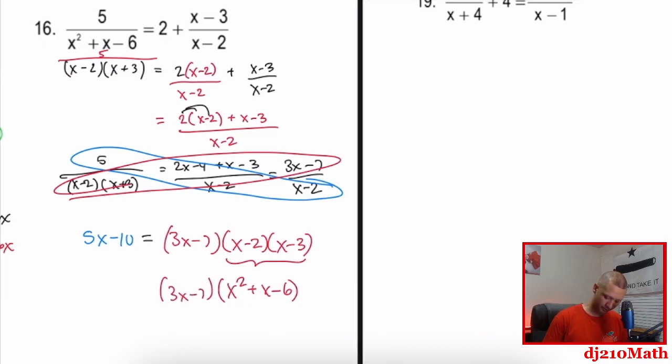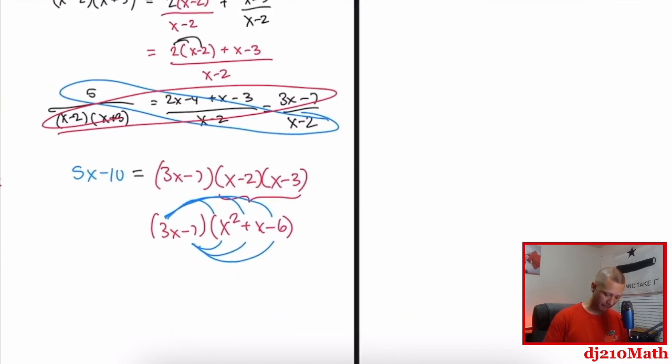3x minus 7. So I'm going to distribute every term in the first to every term in the second. So this is going to be 3x cubed plus 3x squared minus 18x. This is minus 7x squared minus 7x plus 42, plus 42.